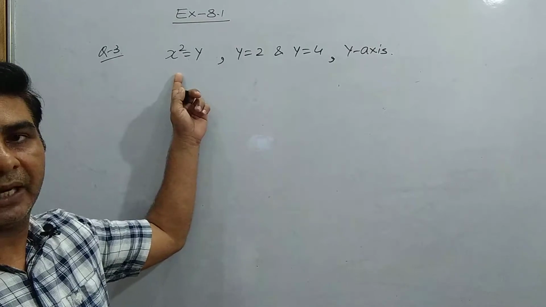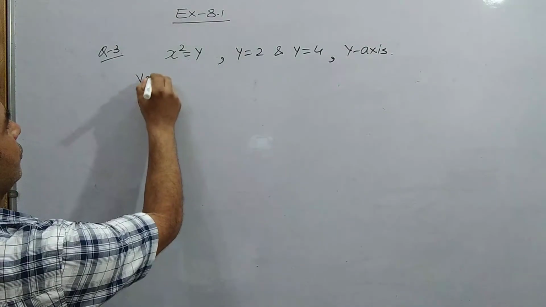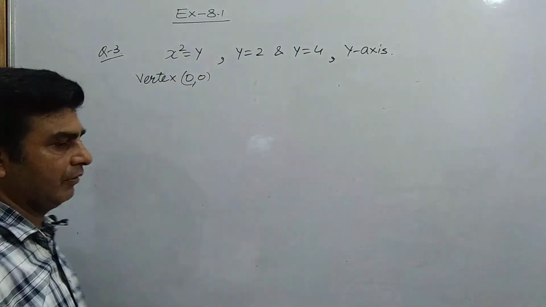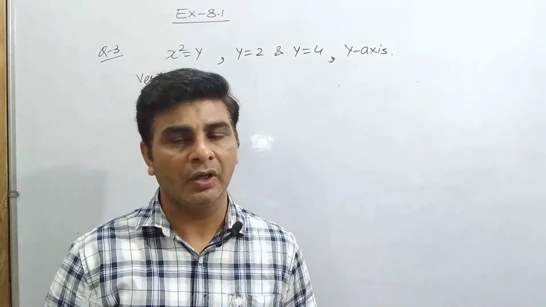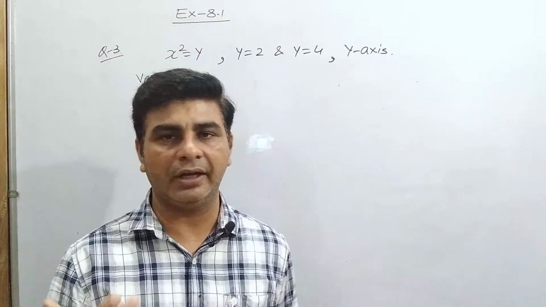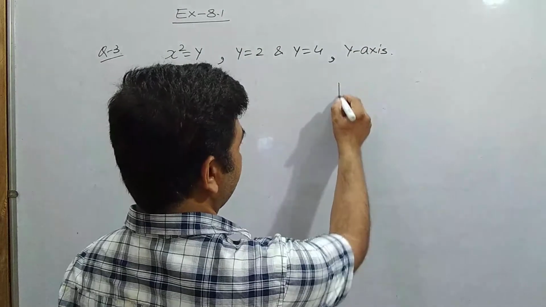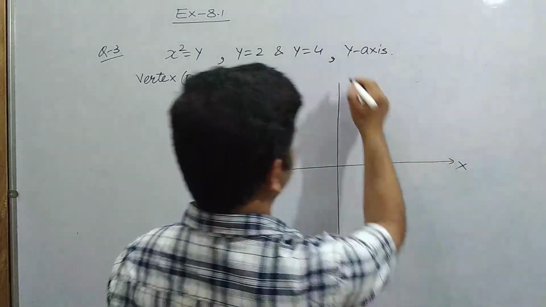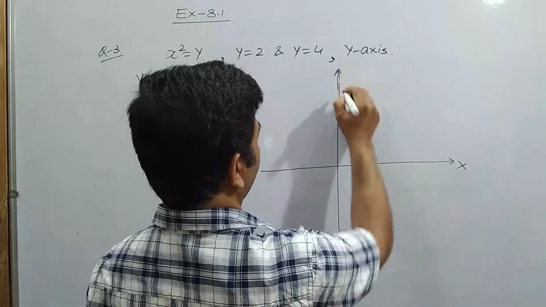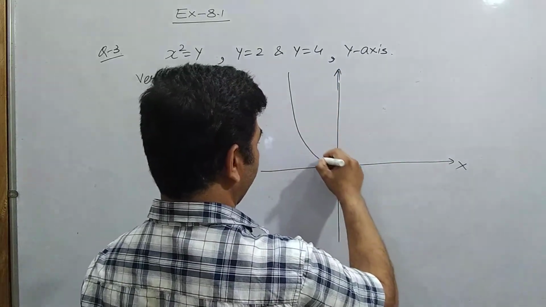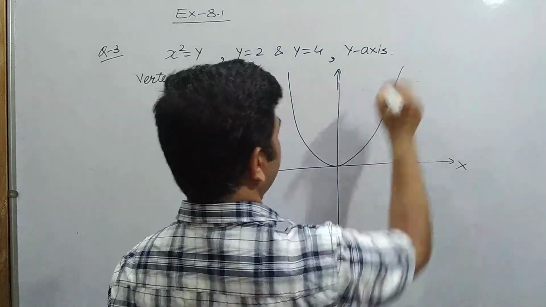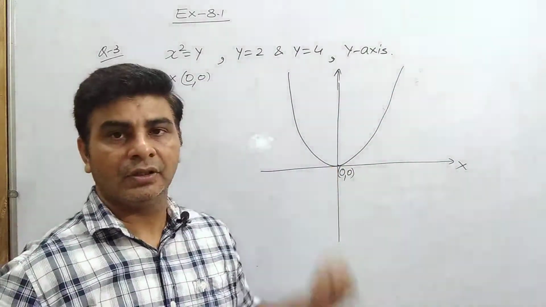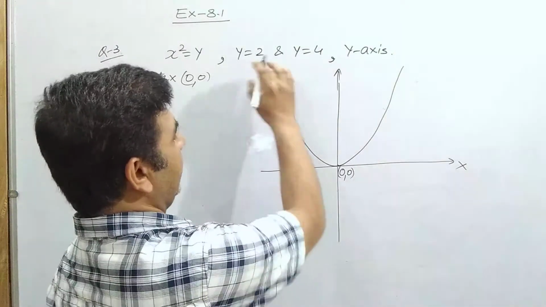This is your right handed parabola having vertex 0 0. Oh sorry, this is not right handed, this is an upward parabola having vertex 0 0. So we have to draw an upward parabola with vertex as 0 0 like this. This is your x axis and y axis, and this is the upward parabola and the vertex is 0 0.